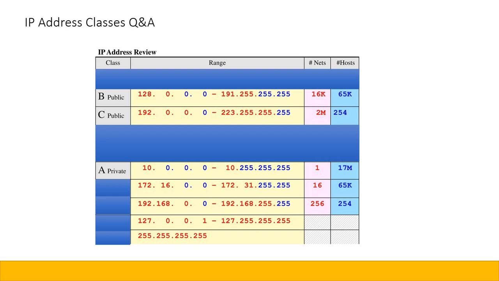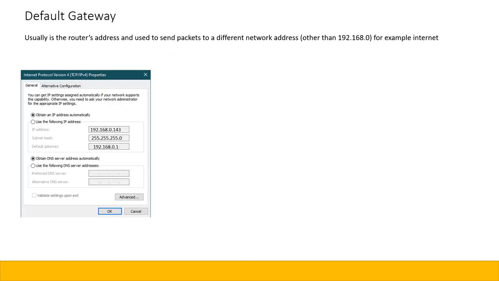Okay, this IP address 10.0 is a private IP address. 172.16, guess what? This is a class B IP address and it's a private IP address. And 192.168, naturally it's a class C IP address and it's a private IP address. 127.0.0.1 is a reserved IP address for the loopback. It's a loopback IP address, naturally a reserved IP address. And also the last IP address, 255.255.255.255, is a broadcast IP address, and also a reserved IP address.